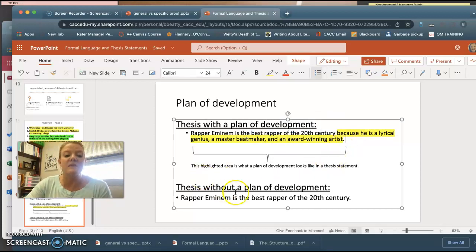So for your assignment this week, I want you to create a plan of development with your thesis statement, with your 3 points that you're going to make for whichever topic that you choose to write about for your first essay. If you have any questions, please email me.